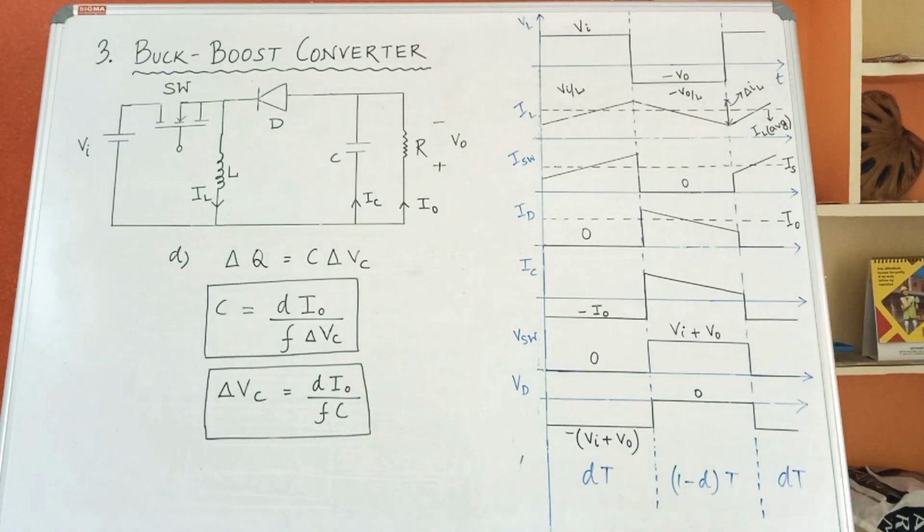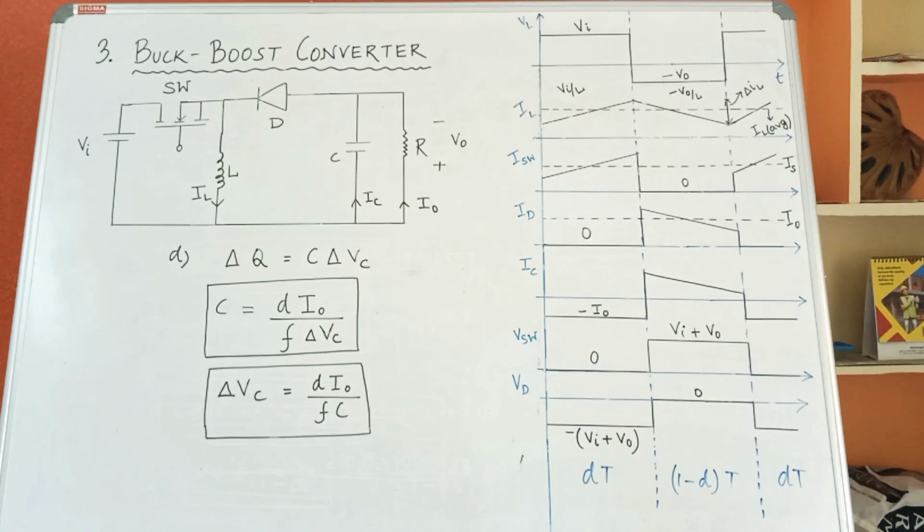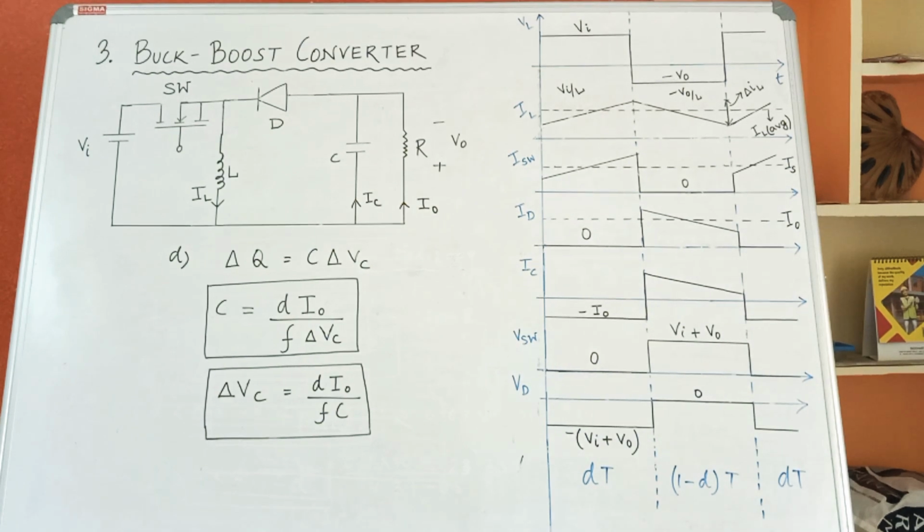Next, finding out del Vc and C. During the dt period, it is a rectangle, so it is very easy to find out the area of IC during that period. So we'll consider that period and write down del Q is equal to C del Vc, and substituting all the required values, we will get C is equal to d I naught by F del Vc, or del Vc is equal to d I naught by Fc.